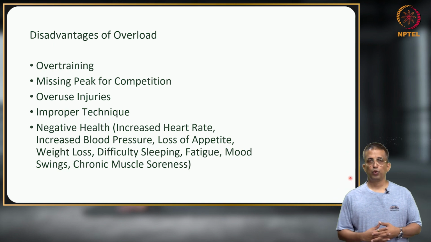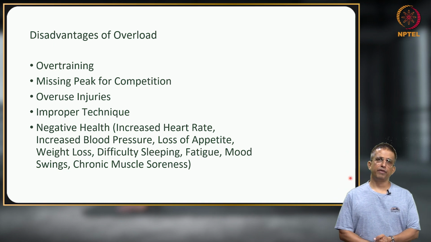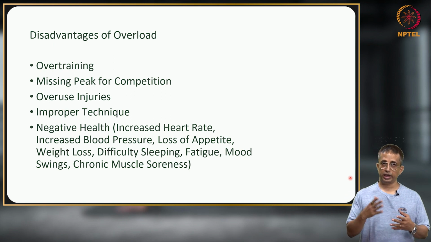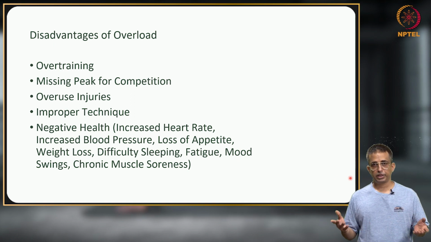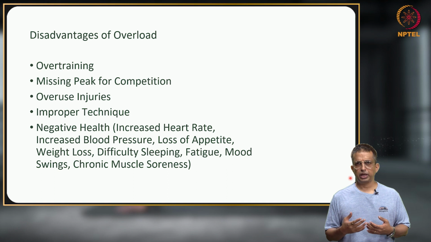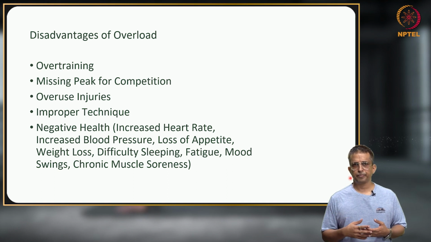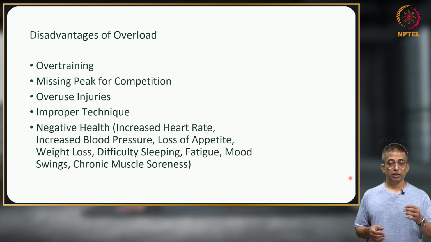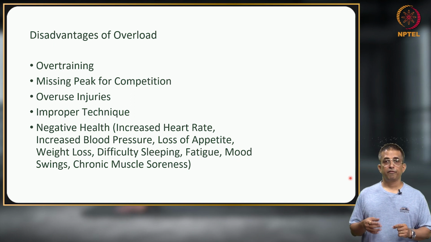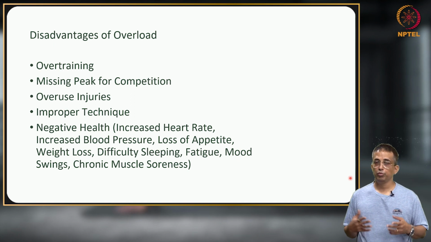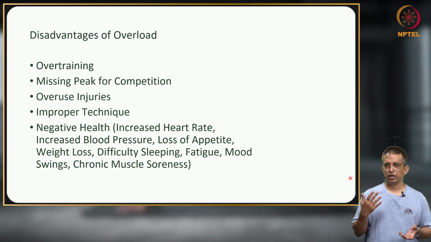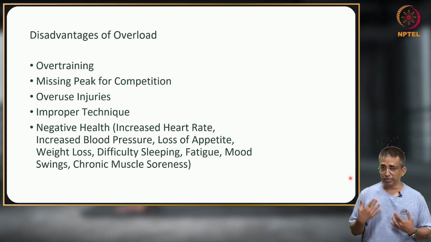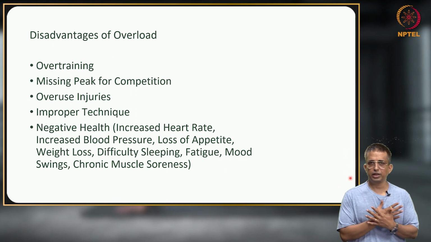What are the other things that can happen? What are the disadvantages of overload other than the ones we've mentioned? The negative impacts can be: the athlete's heart rate can be high, their blood pressure can increase, they can lose appetite, they might not feel like eating due to overtraining, they can lose weight, sleeping can become a problem, fatigue can be there, they're just tired all the time, mood swings, they might feel very down and lethargic, and not very positive, muscle tiredness, soreness all the time, body hurting.